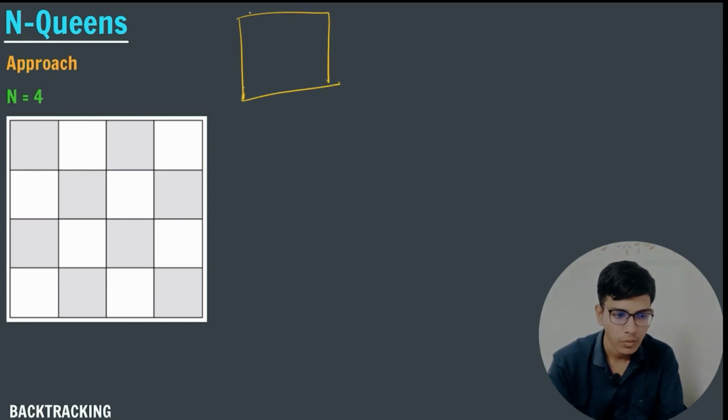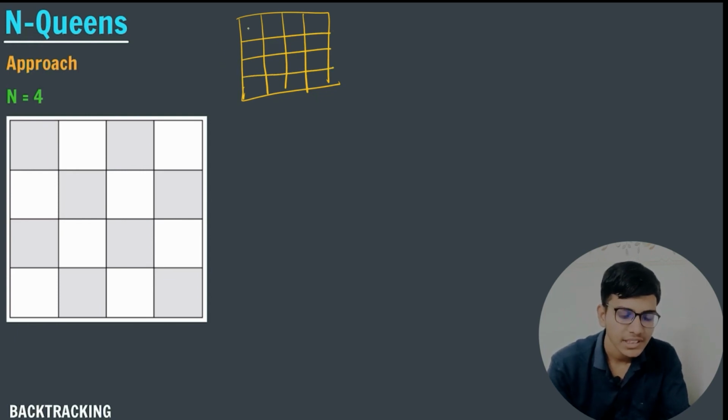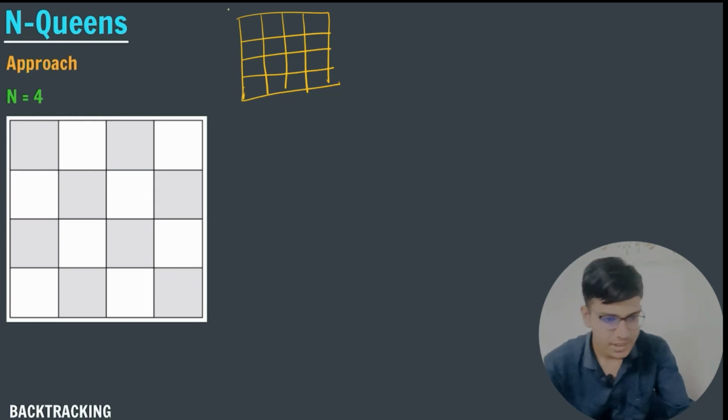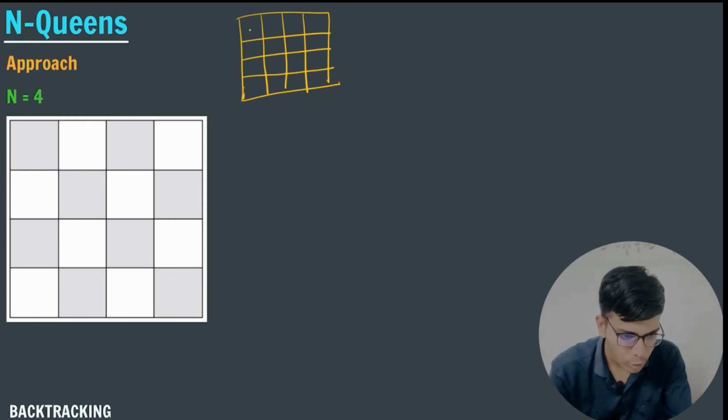4 cross 4, with columns 1 2 3 4 and rows 1 2 3 4. So this is a 4x4 board. Suppose I am placing my first queen here. If I place my first queen, then I can't place in this row. So in the second row, I need to place my queen. I can't place here, I can't place here, and I can place here.